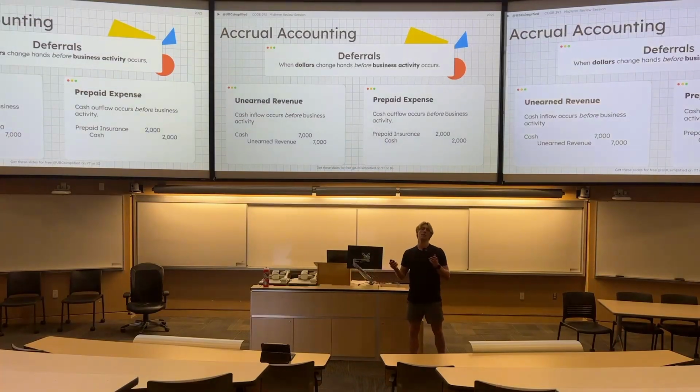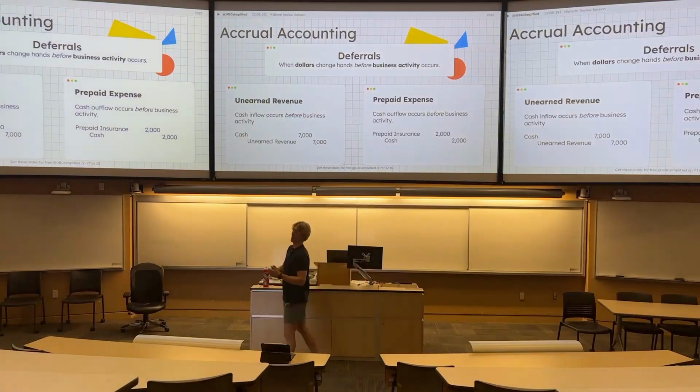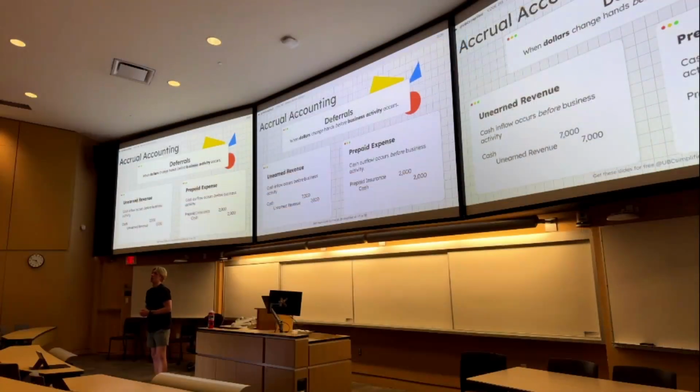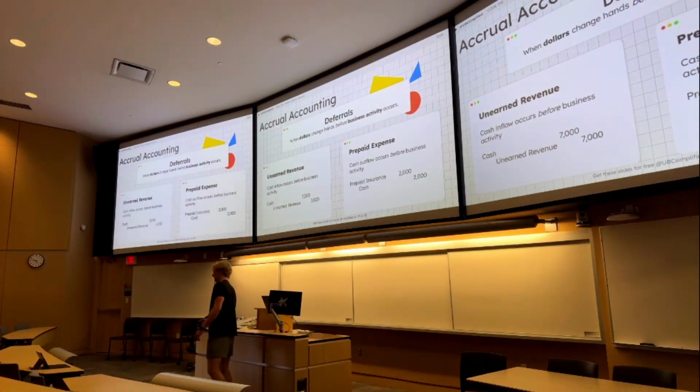And then similarly, on the expense side, is a prepaid expense. One good example is rent. Before you use your building, you pay rent. This is basically before you're using up this expense to generate revenue, you're paying for it. So your cash is changing hands.